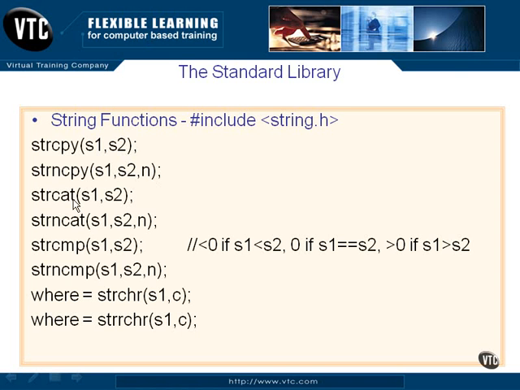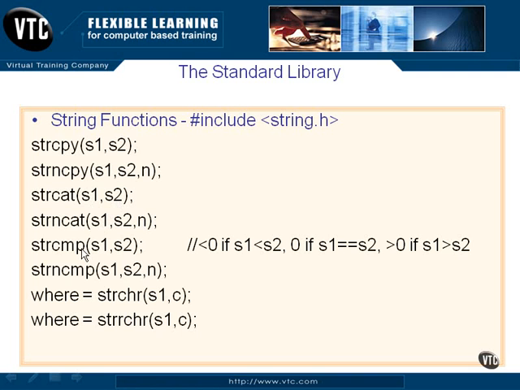String cat is concatenation. S2 will be tacked to the end of S1. S1 has to be long enough in total to receive and contain both string 1 and string 2. So string 1 has to be much larger and have a null byte someplace in the middle of the cleared buffer before you go tacking string 2 onto the end of it. String ncat, same thing, S2 tacked to the end of S1 with a limiting numeric value.